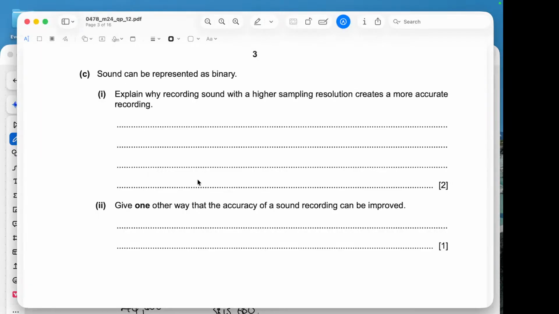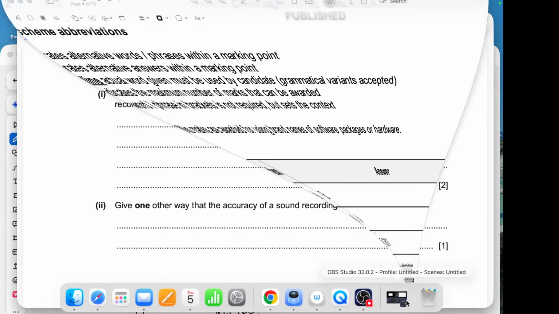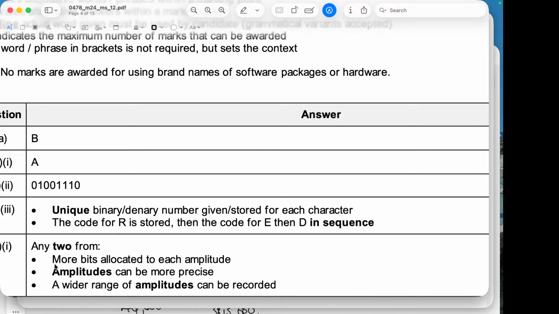So explain why recording sound with a higher sampling resolution creates a more accurate recording. Basically you're using more bits to store the sound, so it's going to be more precise. Let me just have a quick look at the mark scheme, just to check I haven't forgotten anything. Oh yeah, amplitude. The more bits allocated to each amplitude, the more precise the amplitudes can be. A wider range of amplitudes can be recorded.